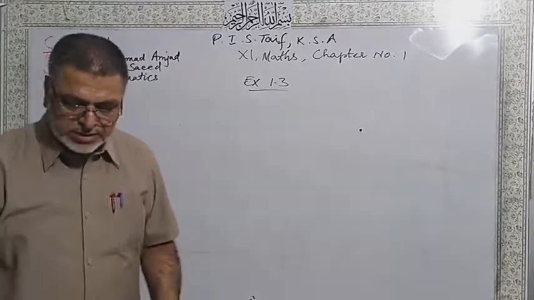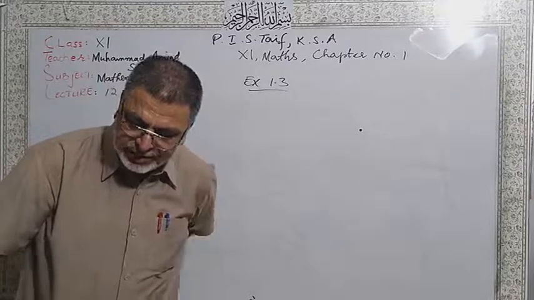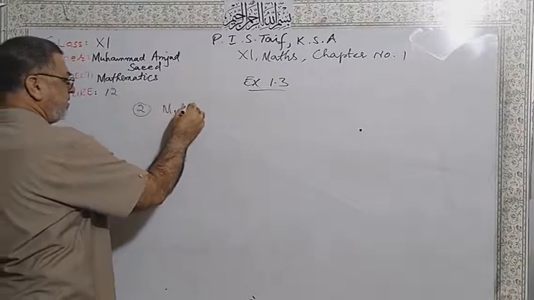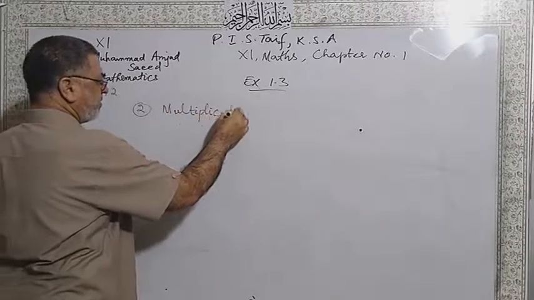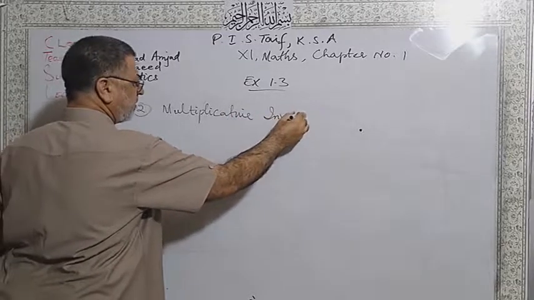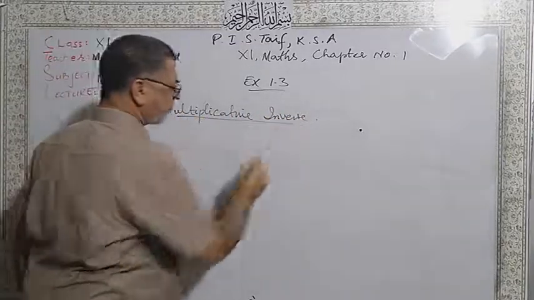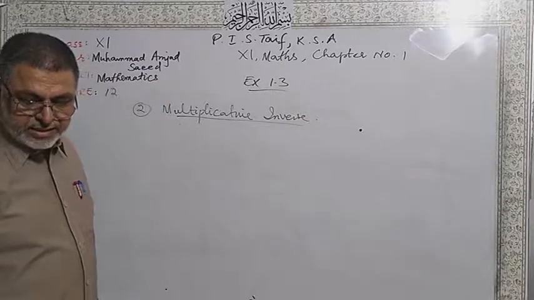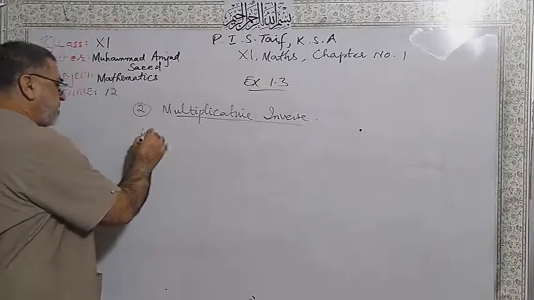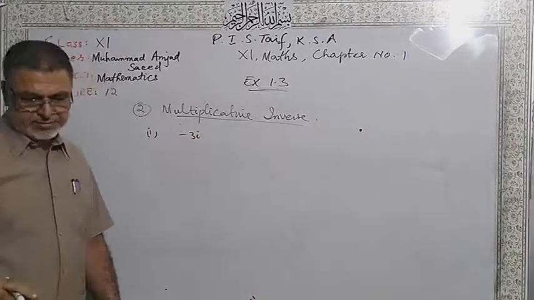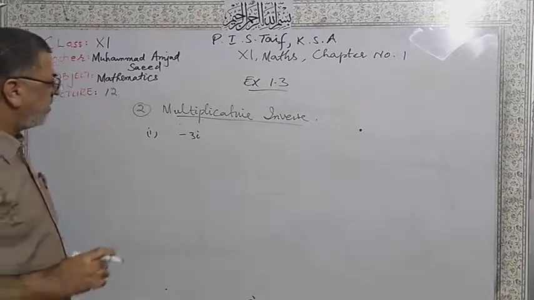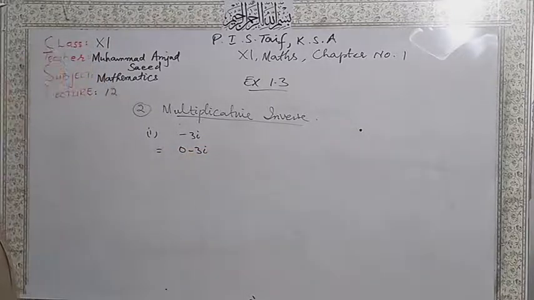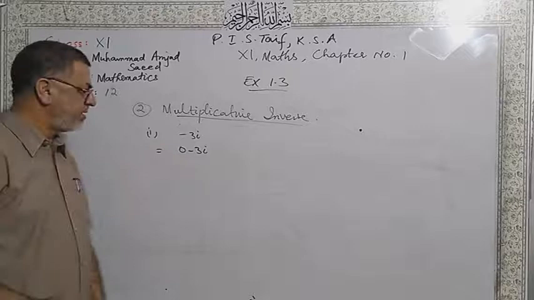After that, question number 2 is find the multiplicative inverse. You have to find the multiplicative inverse. What is that? Number 1 is minus 3 iota. You can write 0 minus 3 iota, the proper shape of the complex number.